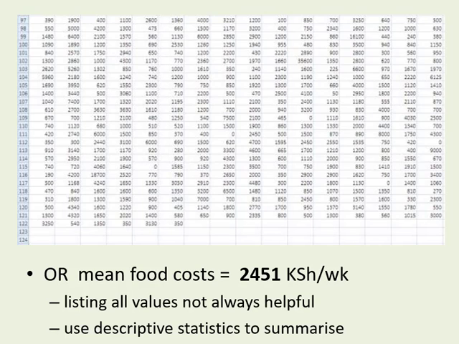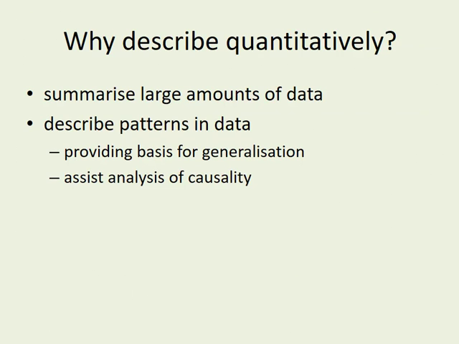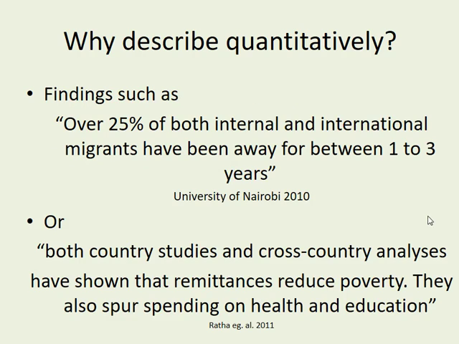So why describe quantitatively? First of all, to summarise large amounts of data, but beyond that we might describe patterns within the data, and the reason for doing that is you might be able to generalise, and you might be able to find a basis for talking about causality, which clearly is important if you want to talk about what you are going to do about a situation. You need to know what affects what. Here we have 2 examples of the kind of findings that describing quantitatively might help us arrive at.